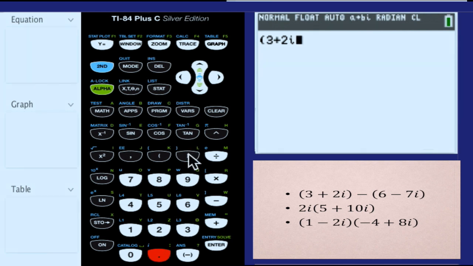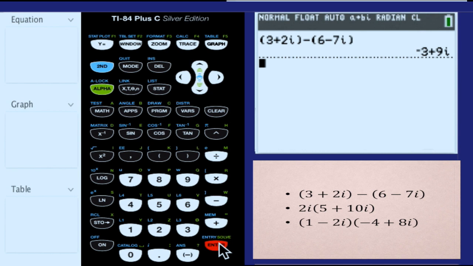Press the close parentheses button. Now we're going to subtract. Make sure that you press subtract and not the negative button. You'll get an error if you press the negative button here. Open parentheses, 6 minus, again press the subtract button because we are subtracting, minus 7, and now we press the i button again, which is the blue button, second, and then the decimal point to get to i, and close the parentheses, and press enter.